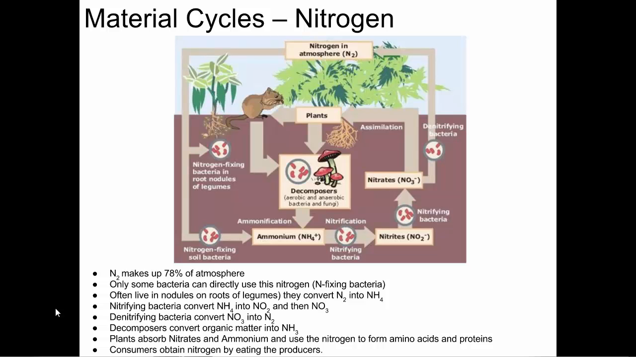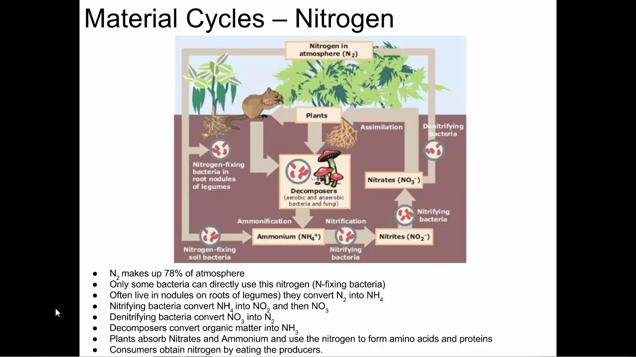Some of them live in the soil. Some have a symbiotic relationship with certain plants, especially legumes, like beans and things like that. They have these nodules on their roots that contain these bacteria, and they fix nitrogen. They take atmospheric nitrogen and transform it into ammonium, NH4 or NH3. And so that's what these nitrogen-fixing bacteria do.